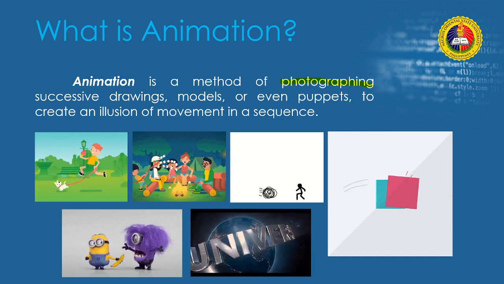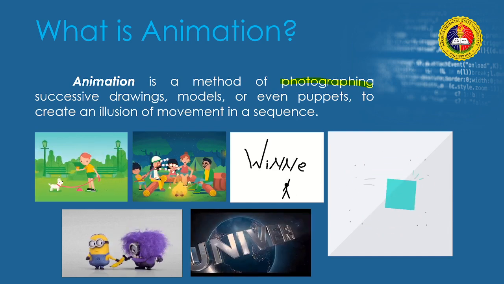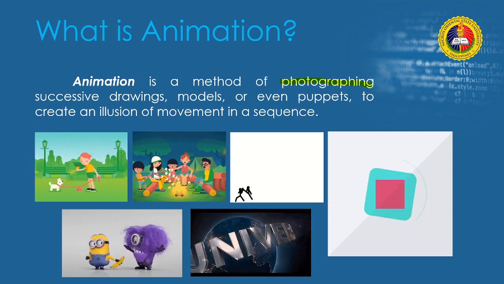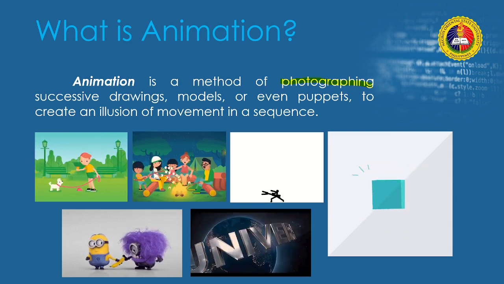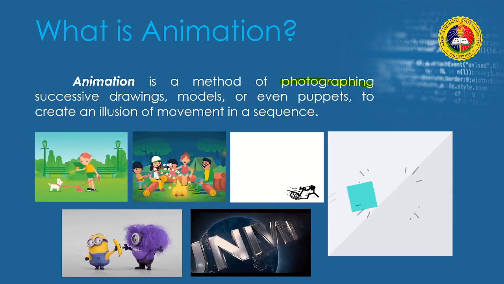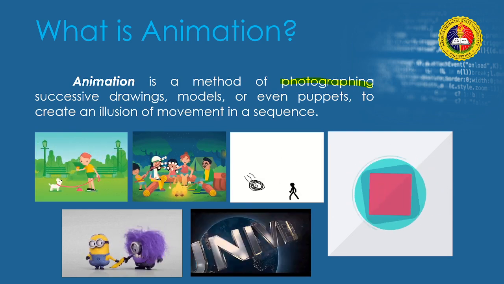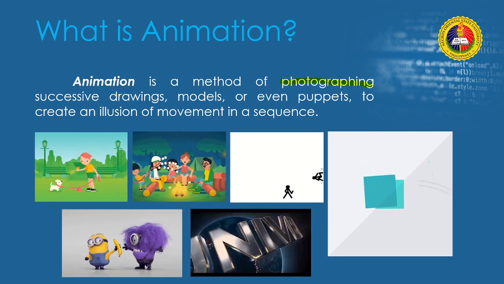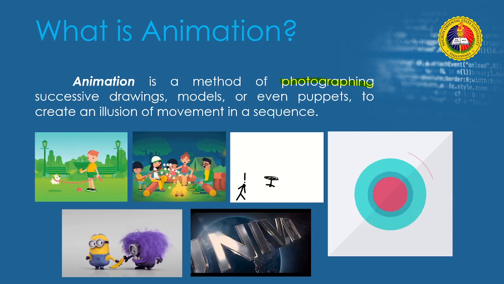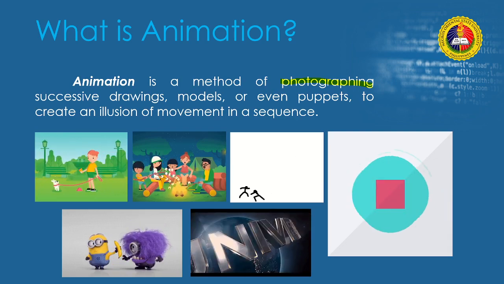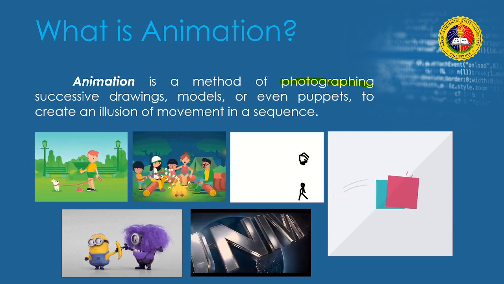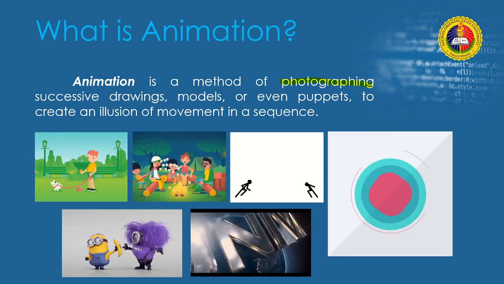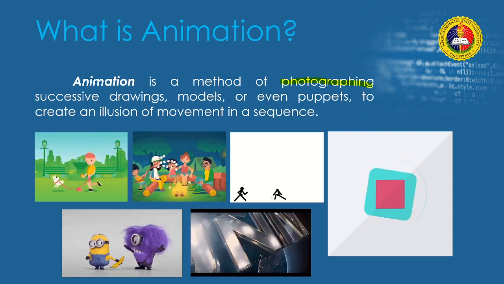And when those pictures are being played at a particular frame rate, it will give us an illusion that it is moving. But in real life, these are just pictures that are being played successively. Most cameras will take 30 frames per second, meaning the camera will take 30 pictures in 1 second. So whatever is being done within that 1 second, the camera will take it into 30 photographs and then combine them all together and play them successively.